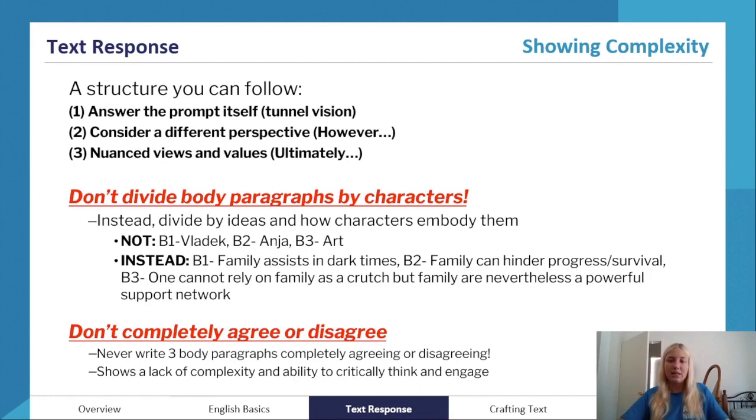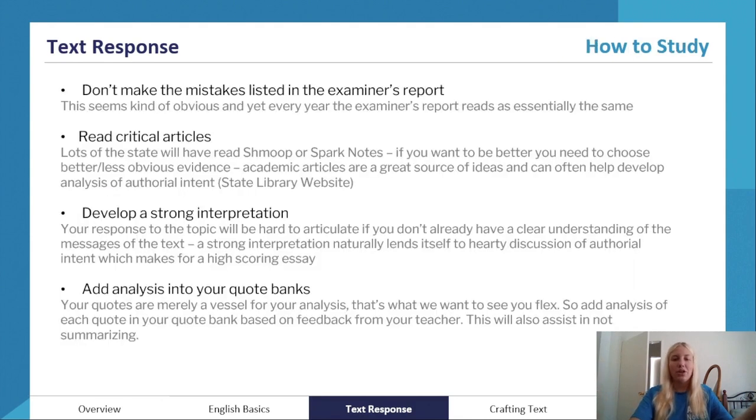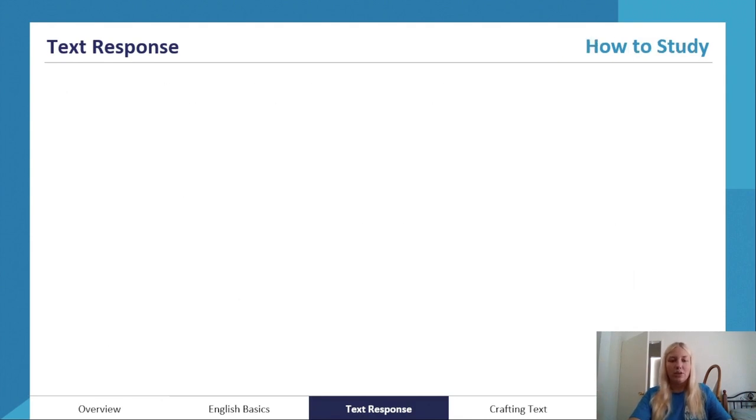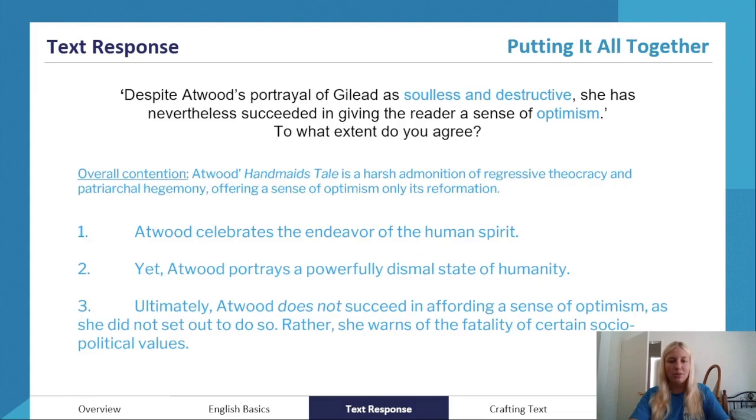To show complexity in your writing, this is what I personally recommend. As I mentioned previously, your body paragraphs, your topic sentences sort of need to evolve. So what you can do is, for a first body paragraph, you can always start with that tunnel vision, which is just a basic answer to the prompt.